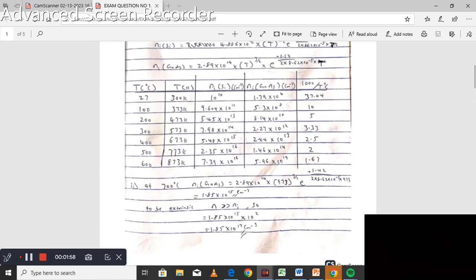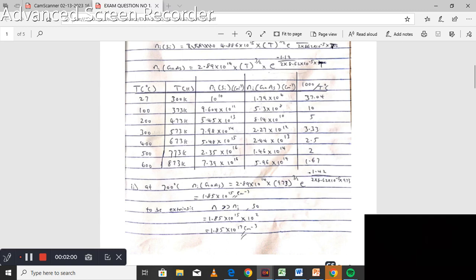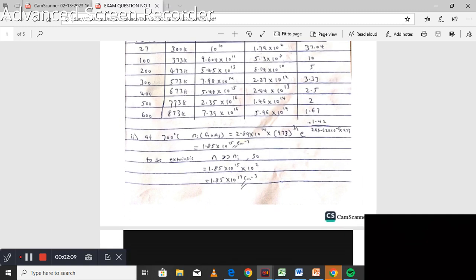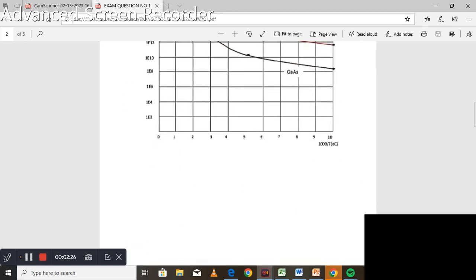The second question says, determine the concentration of phosphorus that will be sufficient to make GaAs extrinsic at 700 degrees Celsius. Extrinsic simply means that our concentration will be far greater than the intrinsic carrier concentration. So I multiplied it by 10 raised to the power 2. This should be the minimum concentration that will make GaAs extrinsic.